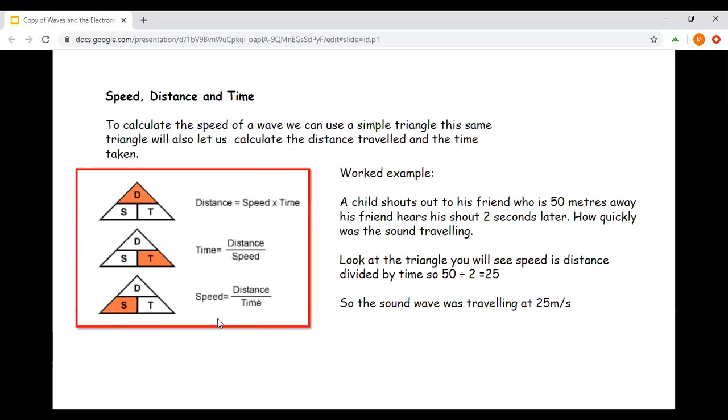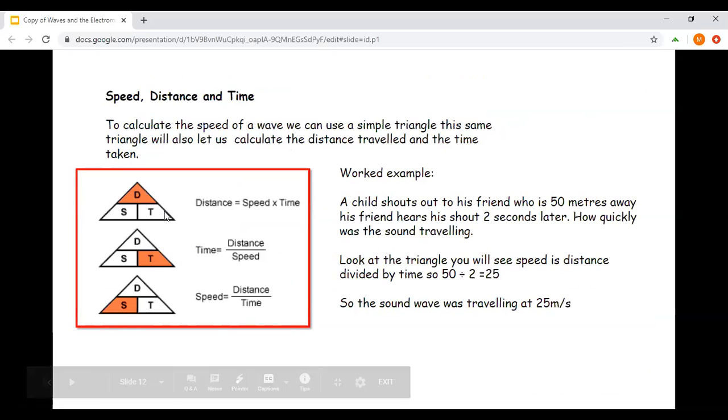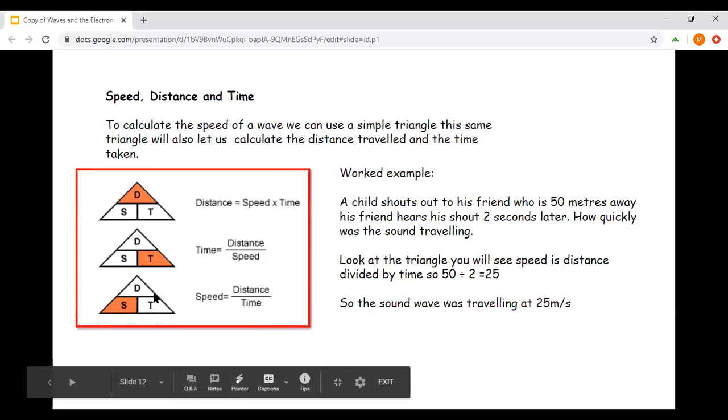Now, to calculate the speed of a wave, we use a triangle. We've got a distance, we've got a speed, we've got a time. If we know two of these, we can work out the other. If we need to calculate distance, it is simply speed multiplied by time. If we need to find time, you cover it up and say it's distance over speed, and that will give us how long it would take. And if we need to find the speed of a wave, it's distance divided by time.